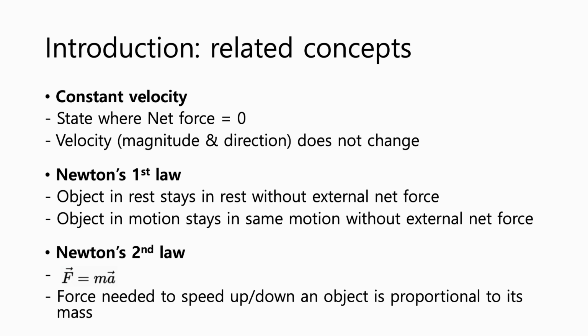Constant velocity is the state where net force is zero and none of the aspects of velocity of the system, direction, and magnitude changes. Newton's first law is that when there is no external net force, that is, the net force is zero, an object at rest stays at rest, and motion stays in motion. This is the explanation for the constant velocity earlier.